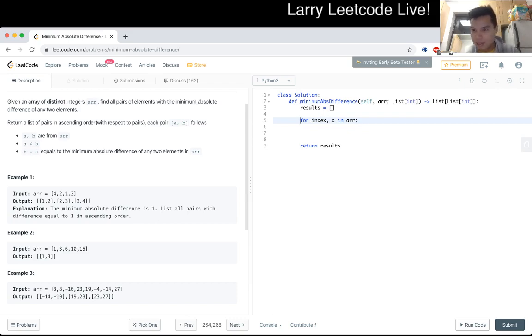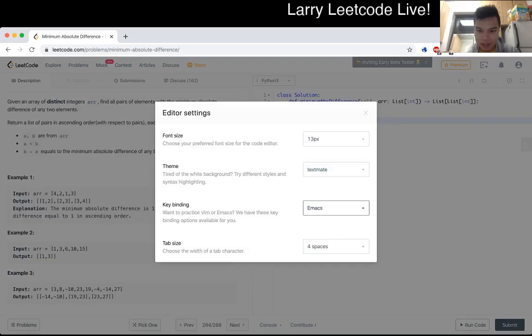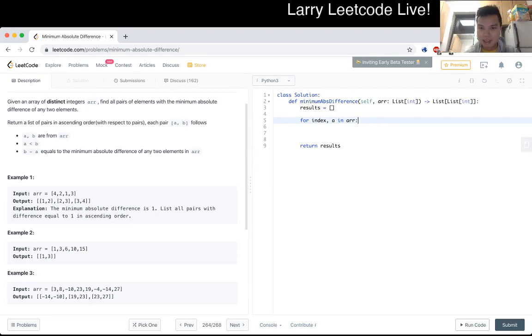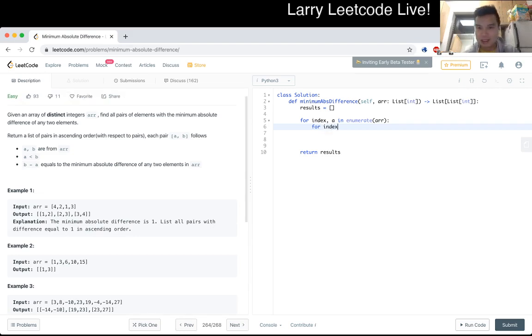Oh, I think I was messing around with my shortcuts. Let's go back to standard. Oh, oops. I guess we don't need index too, right? Oh, I guess we do need. Wait, do we need index or no? Just elements.